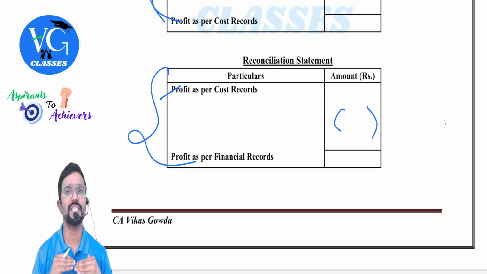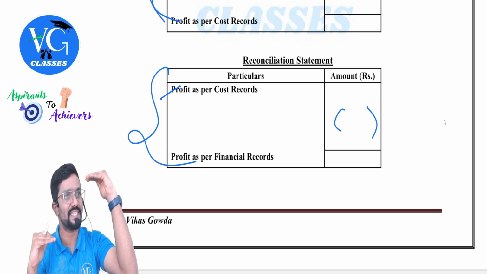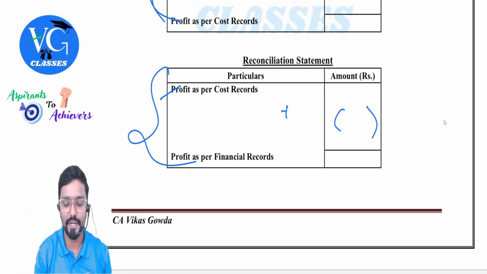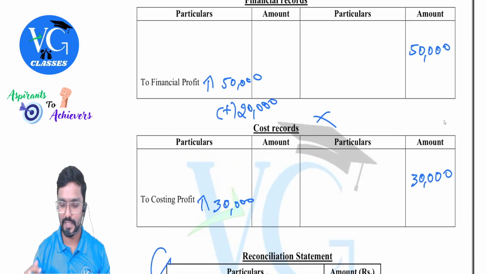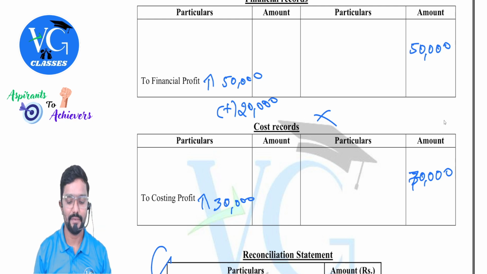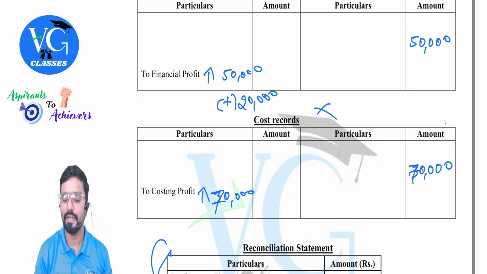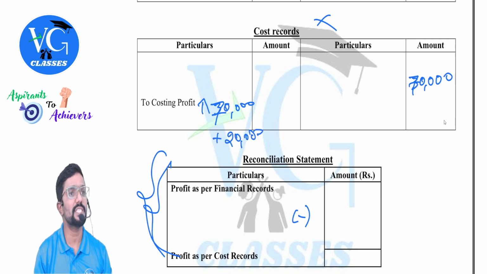Now, if my costing profit is the starting point, sir, my financial profit has already gone up. My costing is 20,000 less. If I have to match it with financial profit, what should I do? Add. So add 20. Now let me take vice versa. So I'm making it 70. So here profit has gone up by 70, but here only by 50. So in costing, extra how much, sir? 20,000. So my costing profit is overstated by 20,000.